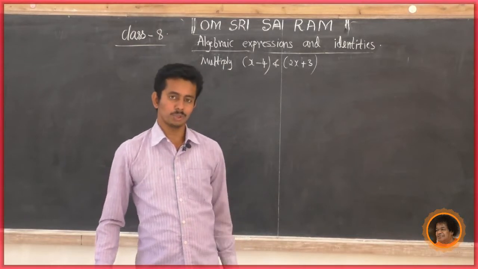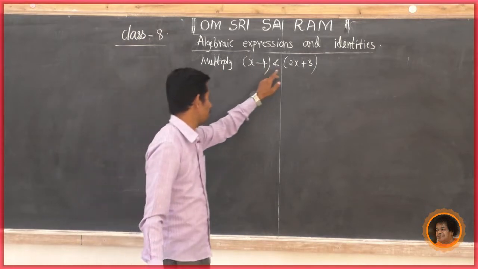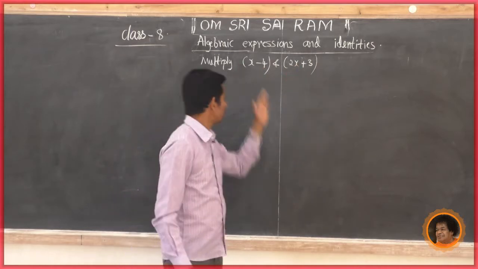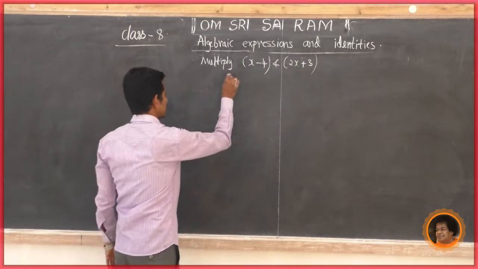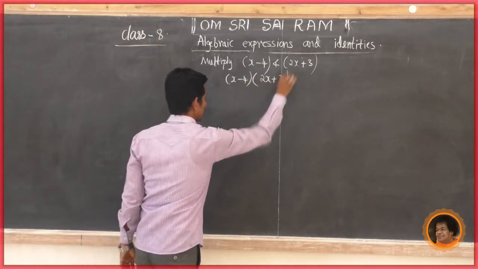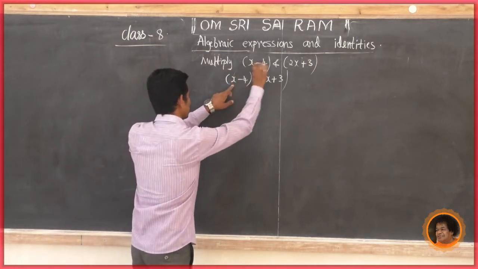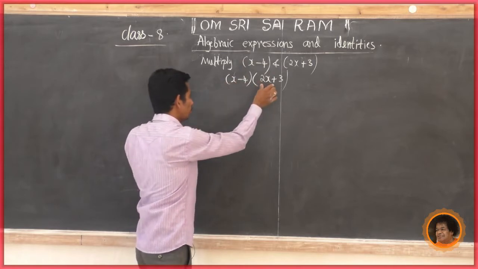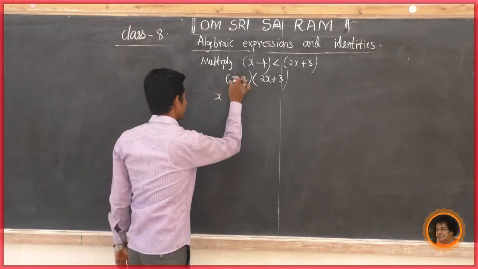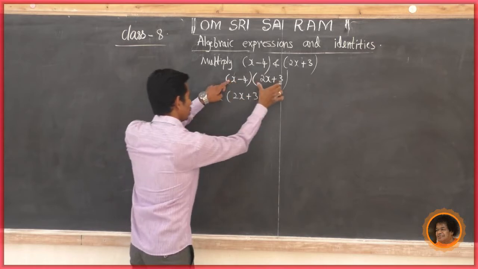Another example related to multiplying a binomial by a binomial. Multiply x minus 4 and 2x plus 3. This is a binomial, and this is also a binomial. Now multiply these two binomials, x minus 4 into 2x plus 3. The method is the same. The first term of the first binomial into the second binomial, so x into 2x plus 3.